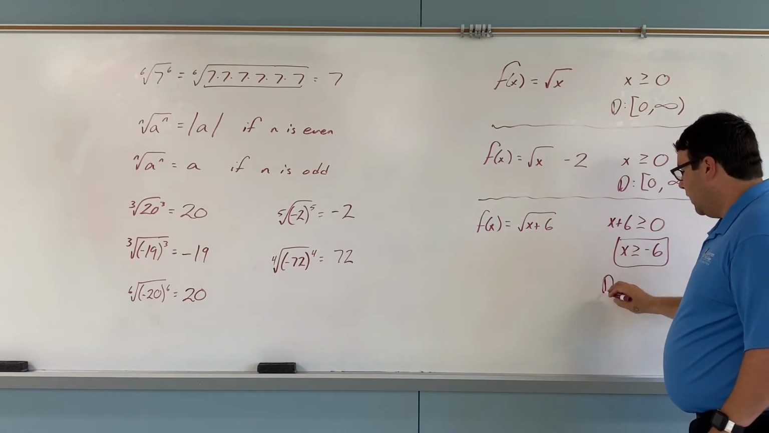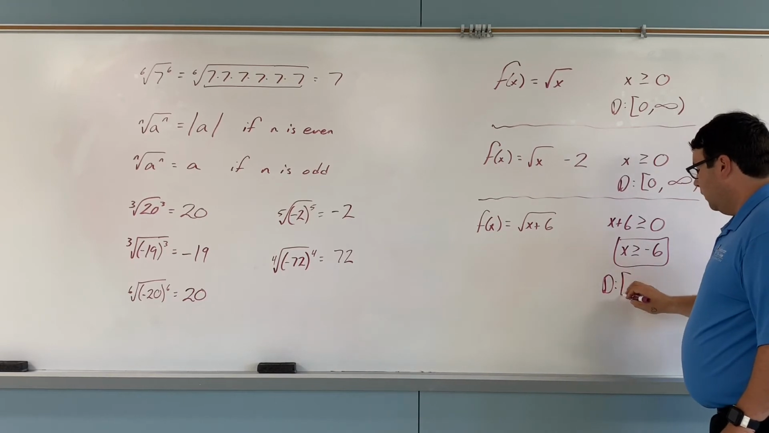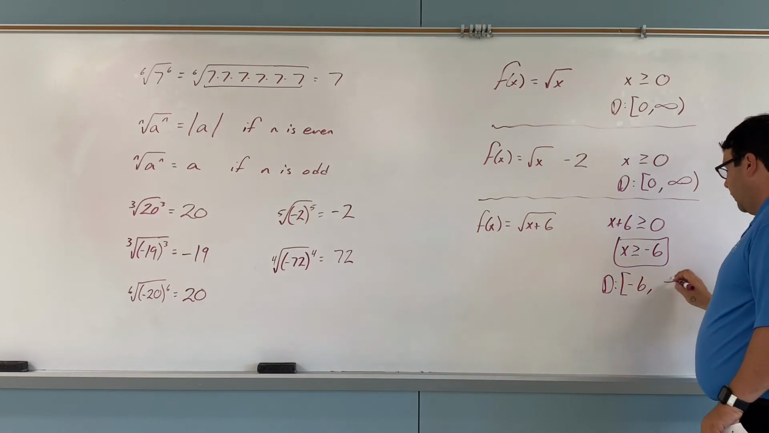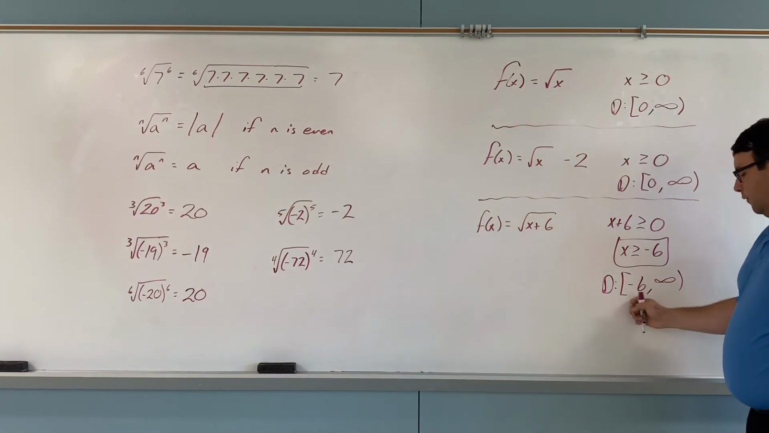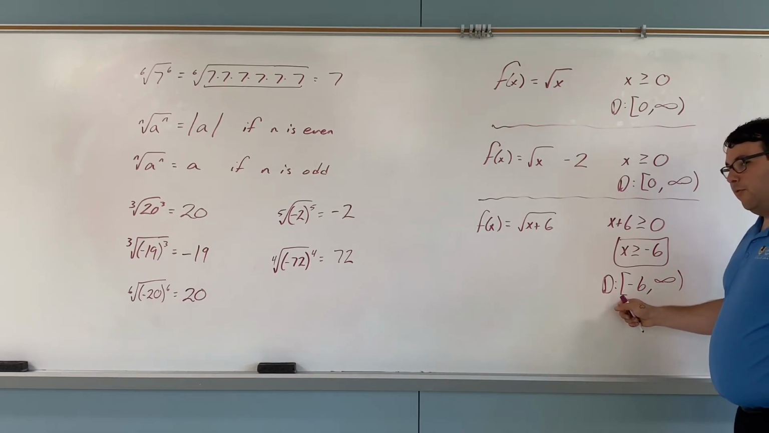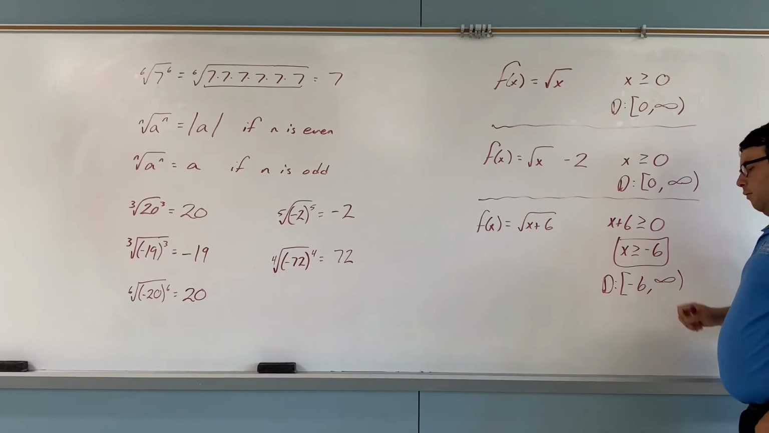You have to be very, very careful with these. Make sure you put it in the right format for interval notation. You have negative 6 including that value, so you have a bracket there. And it goes to infinity because it can be greater than or equal to.